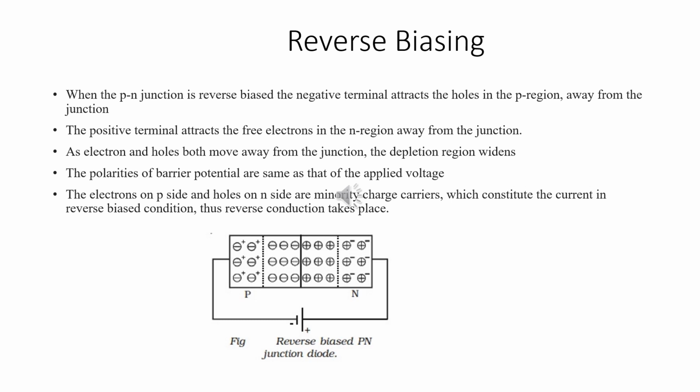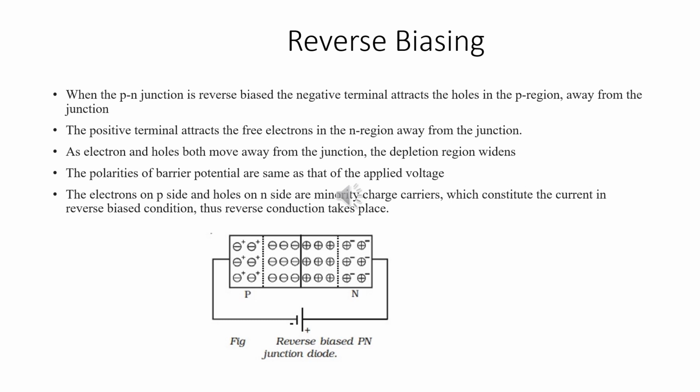Operation of the reverse biased diode. When the PN junction is reverse biased, the negative terminal attracts the holes in the P region away from the junction. The positive terminal attracts the free electrons in the N region away from the junction. No charge carriers are able to cross the junction.